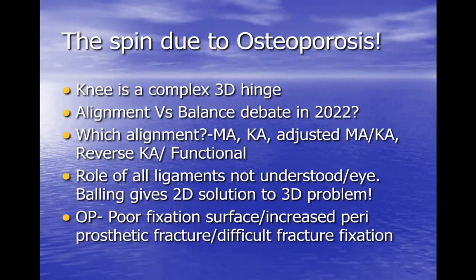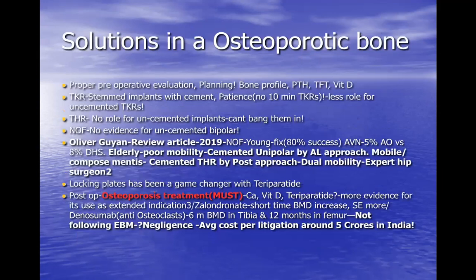The role of all ligaments is not understood, as I put it, and eyeballing only gives a 2-dimensional solution to a 3-dimensional problem. Osteoporosis leads to a poor fixation surface. It causes increased periprosthetic fracture if you bash in an implant. And once you've broken the femur or tibia or patella, it's extremely difficult to fix these fractures because the screws don't get a hold in an osteoporotic weak bone.